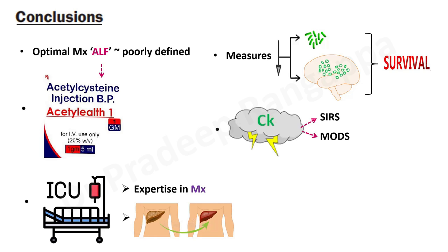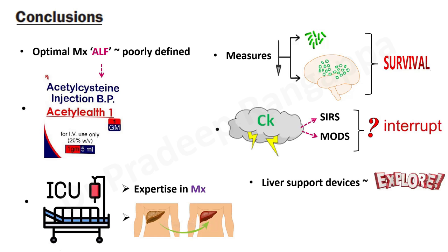And most of these liver failure patients develop this huge cytokine surge or cytokine storm, which is the commonest cause of them developing CARS or multi-organ dysfunction. But whether we have tools to interrupt this cytokine storm leading to multi-organ failure is something that needs to be evaluated. And the liver support devices, MARS, Prometheus, SPAD, need to be further explored as to whether they have a definitive role. At this point of time, there's no robust evidence to say that they will reverse the liver failure. At best, they act as a bridge for definitive therapy, which is the transplant.